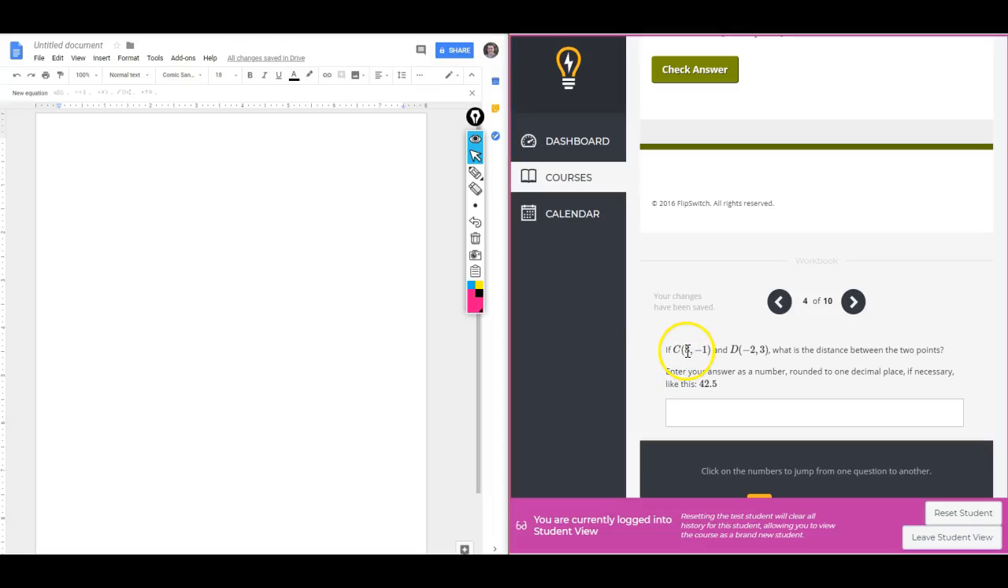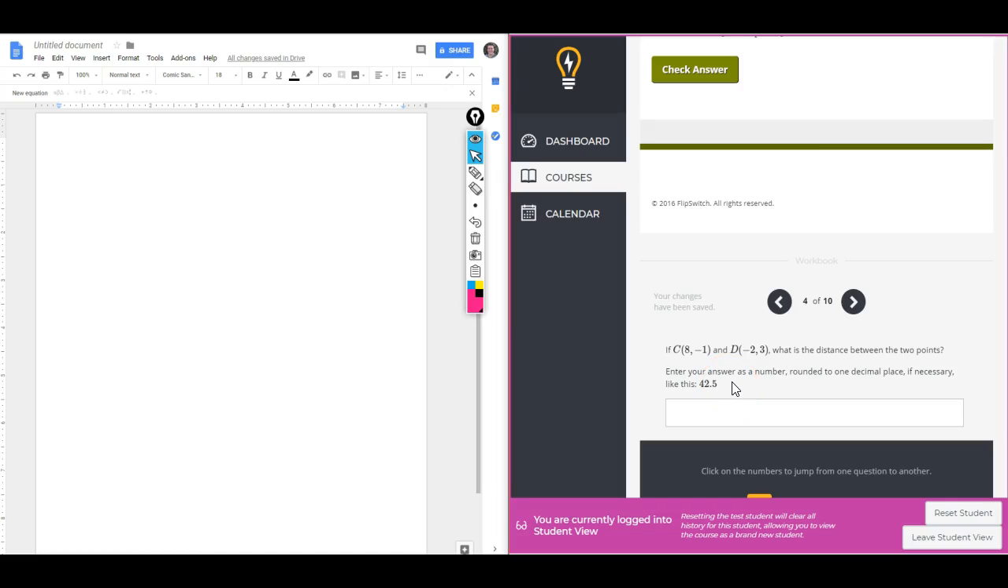Okay, if point C is (8, -1), and point D is at (-2, 3), what is the distance between the 2 points? Enter your answer as a number rounded to 1 decimal place if necessary, like this, 42.5.